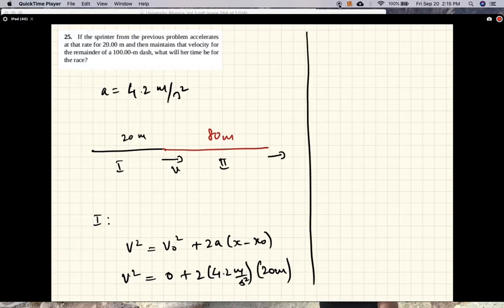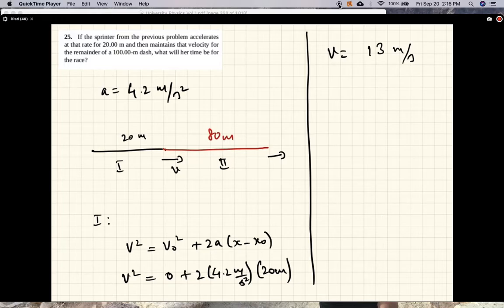So her velocity at the end of 20 meters works out to 12.96, so we'll say 13 meters per second.